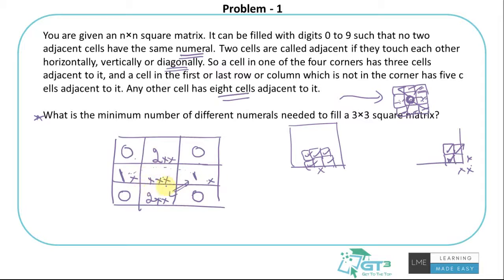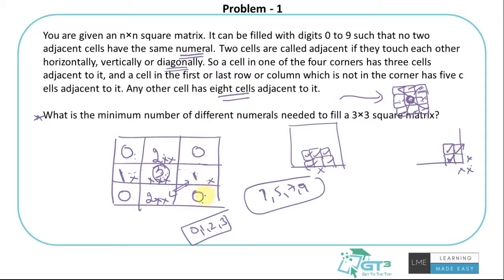Now I am left with one cell which has to be a different number, 3, because if I use 0 here, it is already adjacent to one of these. 1 is adjacent, 2 is also adjacent, so I have no choice. I have to come up with a new number, so that is 3. So I have to use 0, 1, 2 and 3, that is 4 different numbers. Not necessarily these, I can also use 1, 5, 7, 9, any 4 numbers. It's just asking me to use different numbers.